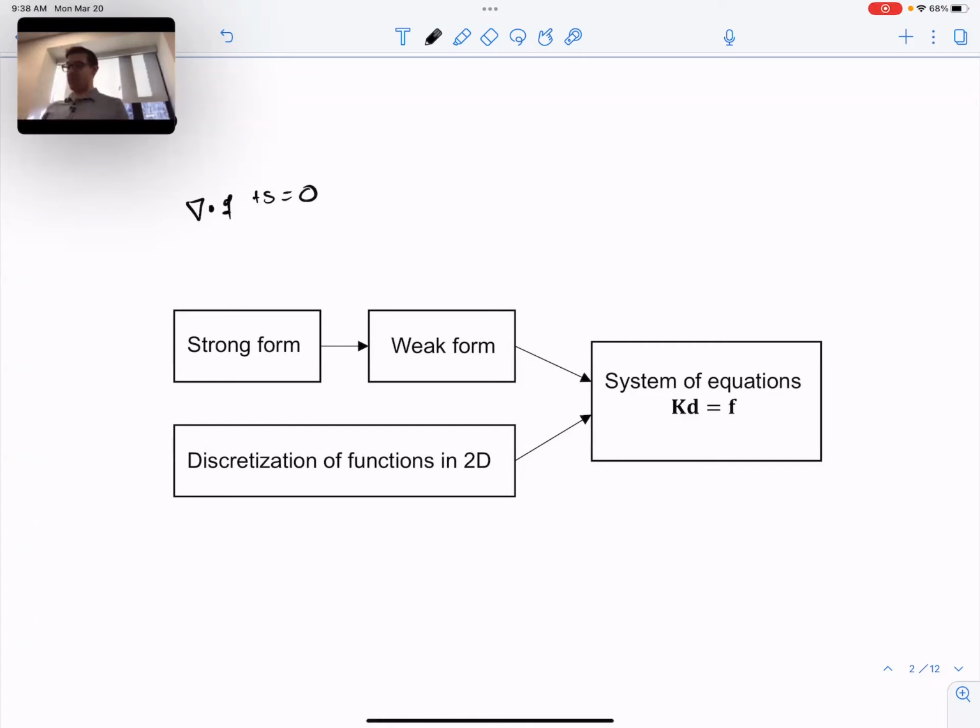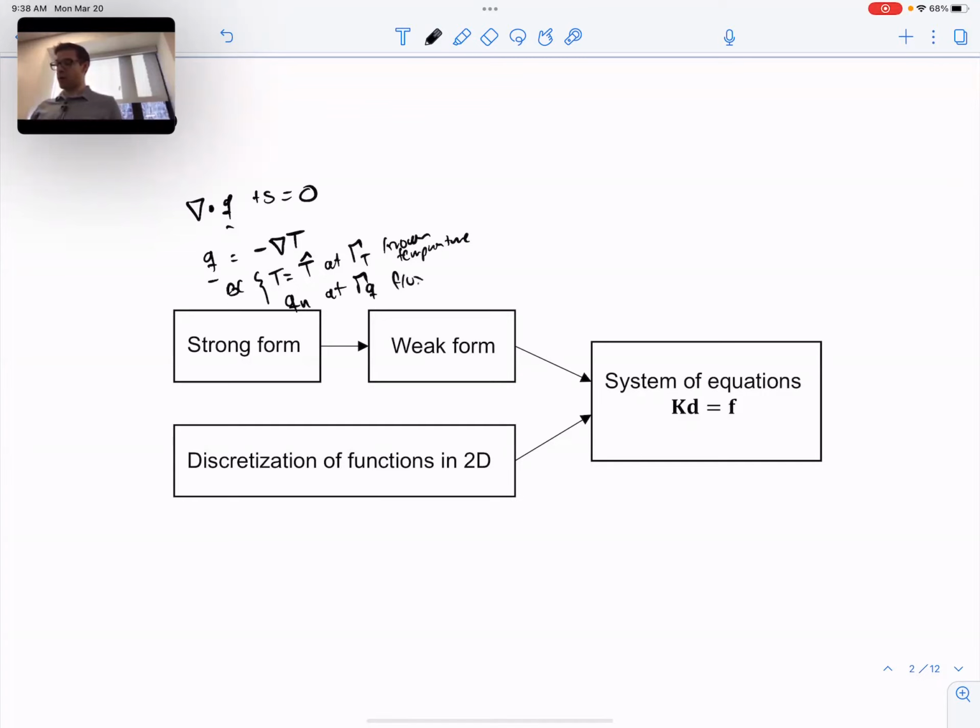The divergence of the flux plus a source term equals 0, where the flux is usually minus the gradient of the temperature, with boundary conditions: either the temperature is some known temperature at some part of the boundary, which we call gamma T, so known temperature, or the flux is known. So you know Qn at gamma Q. So flux is known. Those are the two options.